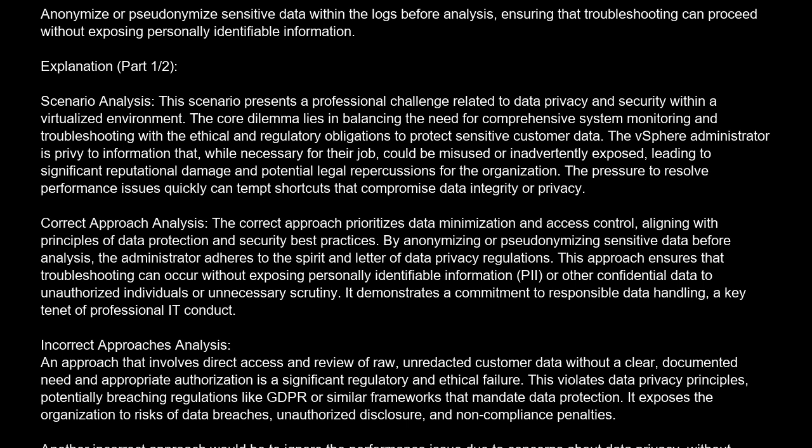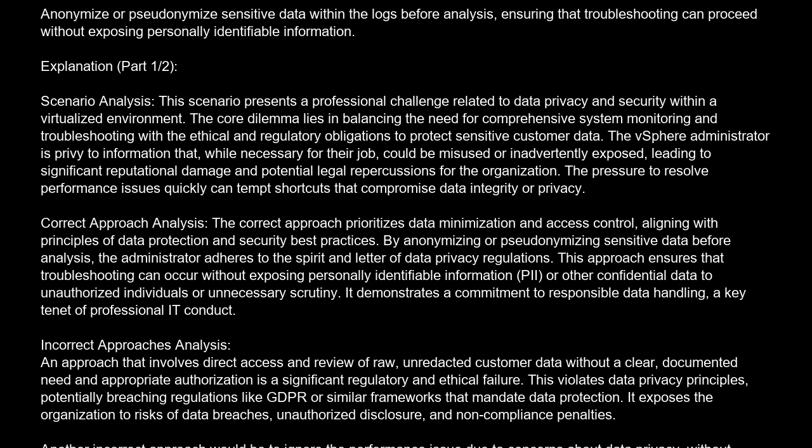Incorrect approach analysis. An approach that involves direct access and review of raw, unredacted customer data without a clear, documented need and appropriate authorization is a significant regulatory and ethical failure. This violates data privacy principles, potentially breaching regulations like GDPR or similar frameworks that mandate data protection. It exposes the organization to risks of data breaches, unauthorized disclosure, and noncompliance penalties.